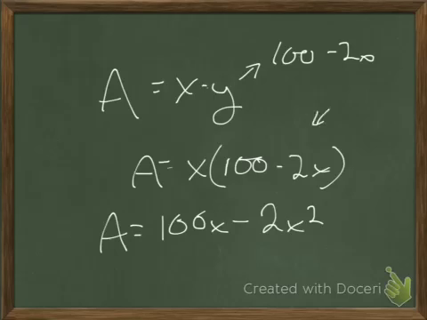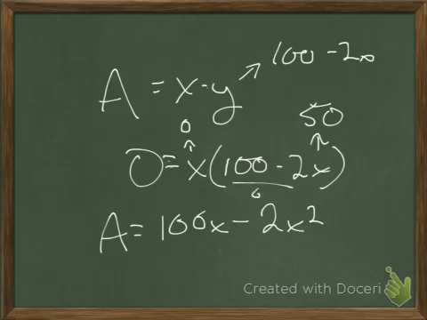Now, if we look at this one right here, we can find the zeros easier. If we set this whole thing to 0, we know that when x equals 0, the whole thing equals 0. And we also know that whenever this x over here equals 50, then the inside of this equals 0, and that would be times this x, which makes the whole thing equal 0.